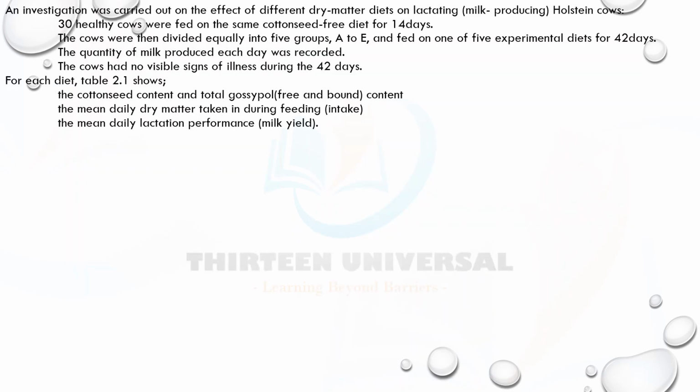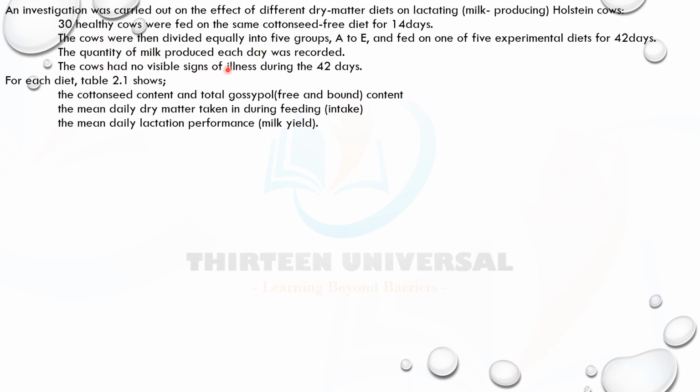Okay. So let's go. An investigation was carried out on the effect of different dry matter diets on lactating Holstein cows. 30 healthy cows were fed on the same cottonseed-free diet for 14 days. Why would they feed cottonseed-free? So think about it. Why they started with that. The cows were then divided equally into 5 groups, A to E, and fed on one of 5 experimental diets for 42 days. The quantity of milk produced each day was recorded. So they were changing their diet, and they're measuring the quantity of milk. So which one is the independent variable? Which one are they changing? Diet. Which one are they measuring? Quantity of milk. Do you see it?